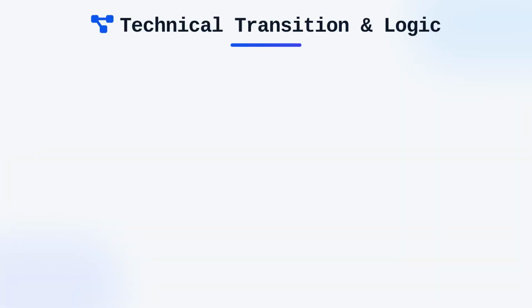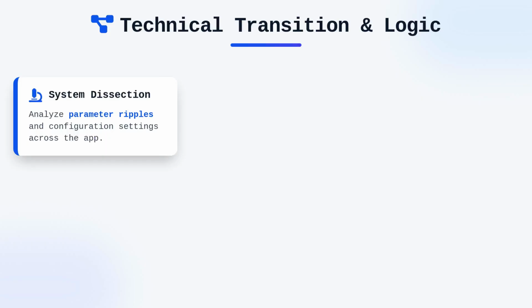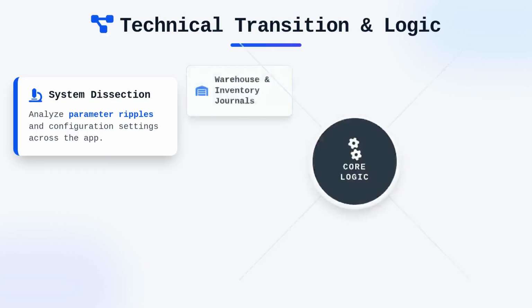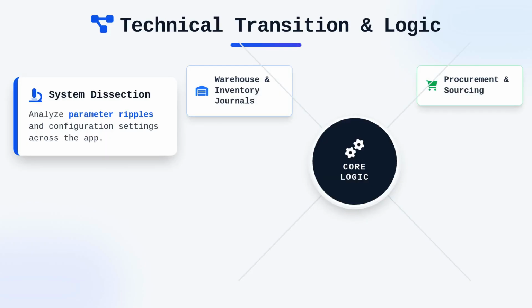As we transition into the technical segments, keep in mind that the examination demands a precise understanding of how parameters ripple across the entire application. We will not merely describe functionality. We will dissect the configuration settings that control behavior in areas like warehouse management, inventory journals, and procurement and sourcing workflows.